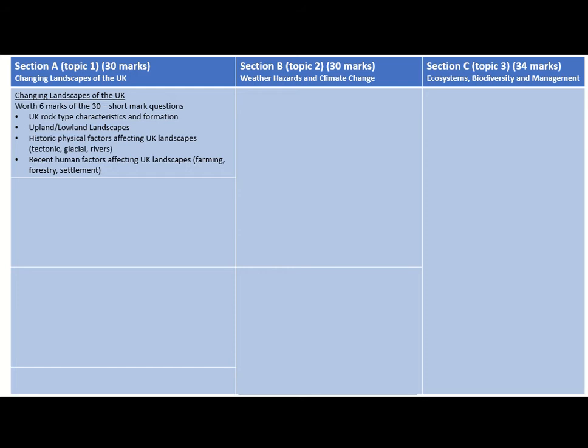But alongside that, you'll need to know about how recent human factors have also affected the UK's landscape, because undoubtedly we've changed the landscape that we live on through mainly farming, forestry and settlement. So those are the 3 things that the exam board focus on.